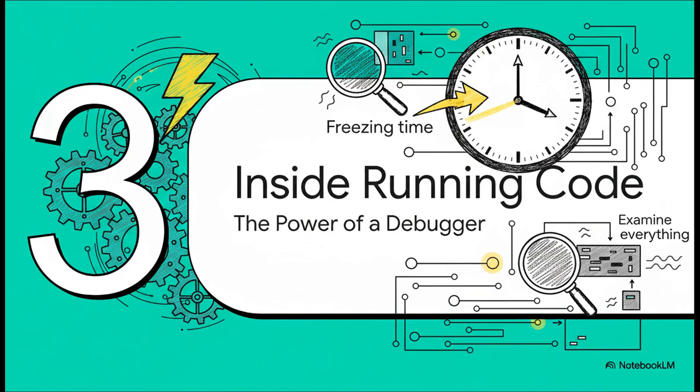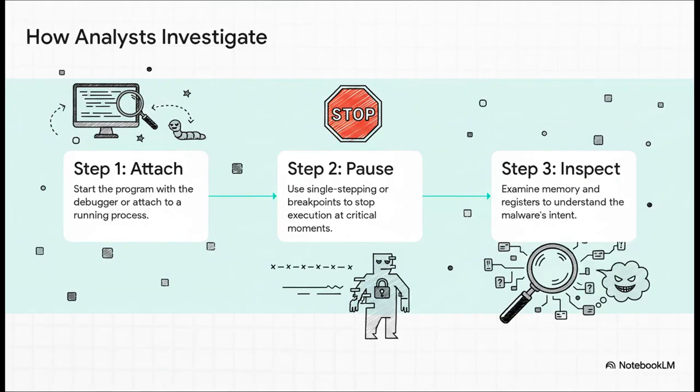Well, it basically gives you a superpower, the ability to freeze time inside a running program and just look around. So the basic workflow kind of goes like this. First, you either launch the malware inside the debugger's protective bubble, or you attach the debugger to a process that's already running and looks suspicious.